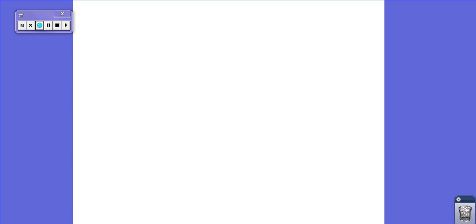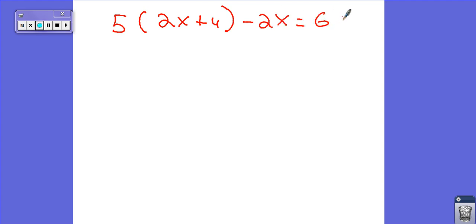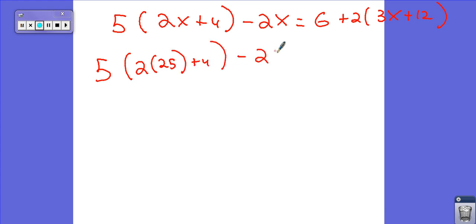I'll rewrite the problem. I'll make it more clear. This was the original equation. But then how do you get 229? I'll show you. This is the original equation. So you're showing what it'd be if x equals 25? If x equals 25, I would have 5 times 2 times 25 plus 4 minus 2 times 25 equals 6 plus 2 times 3 times 25 plus 12. That'd be big numbers. Okay, I'm going to solve it now.